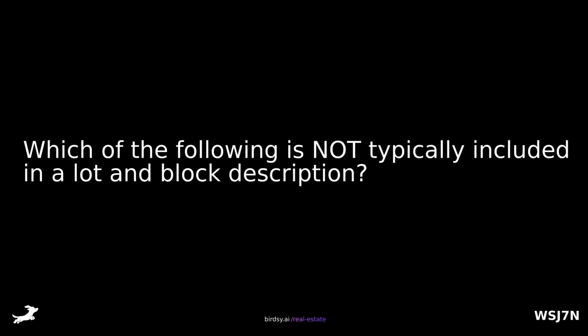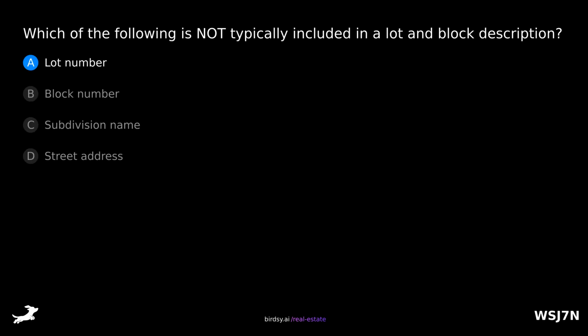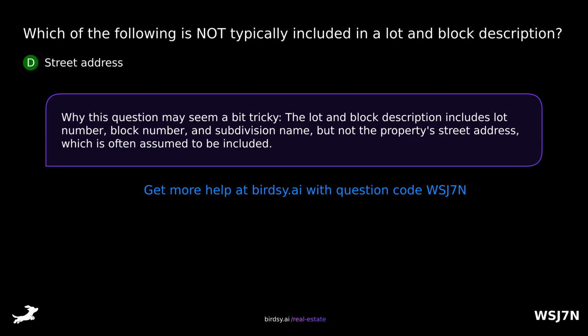Which of the following is not typically included in a lot and block description? Is it A, lot number? B, block number? C, subdivision name? Or D, street address? The answer is D, street address. Why this question may seem a bit tricky. The lot and block description includes lot number, block number, and subdivision name, but not the property street address, which is often assumed to be included.